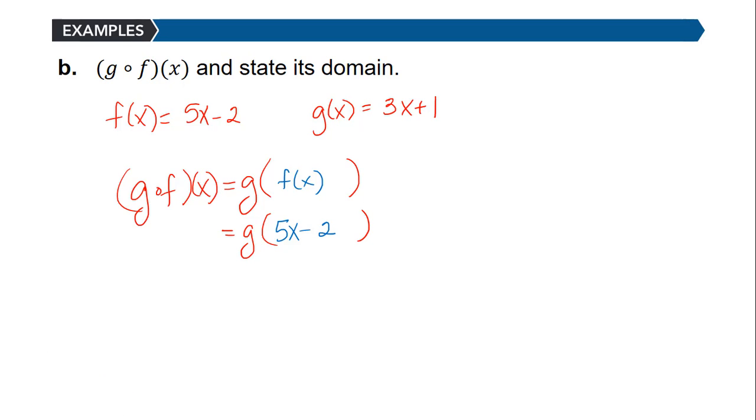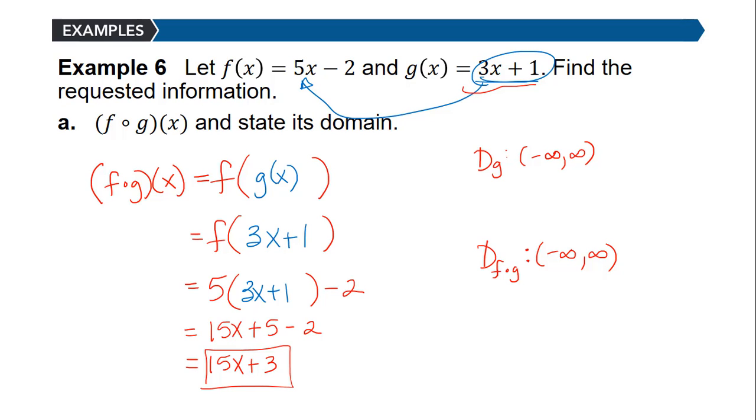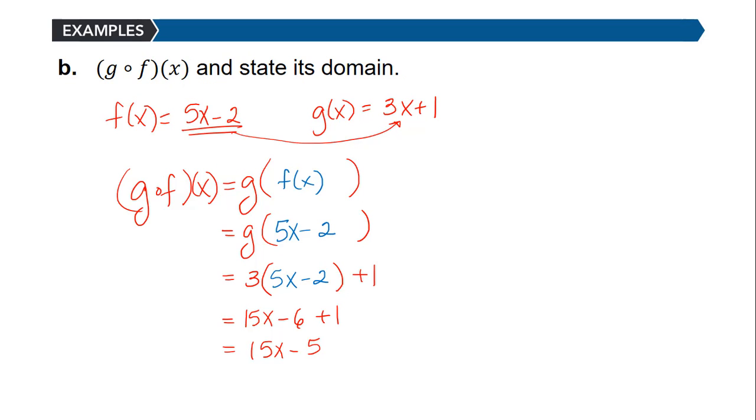And so this time we're plugging the function f into the function g. So g of anything is to do 3 times whatever it is I'm plugging in plus 1. Again, I'm plugging in 5x minus 2. And when we distribute, we get 15x minus 6 plus 1, or 15x minus 5. And notice that this is not the same as the other composition. So the order in which you plug in does matter.